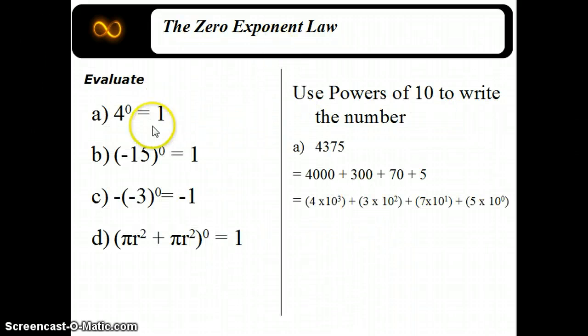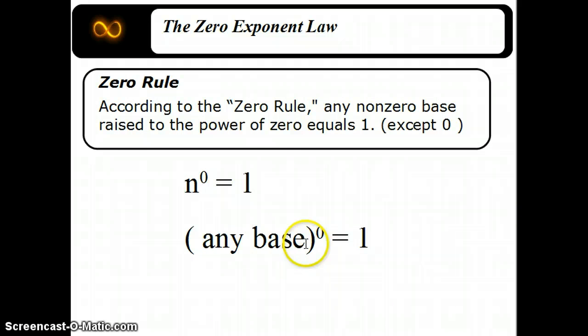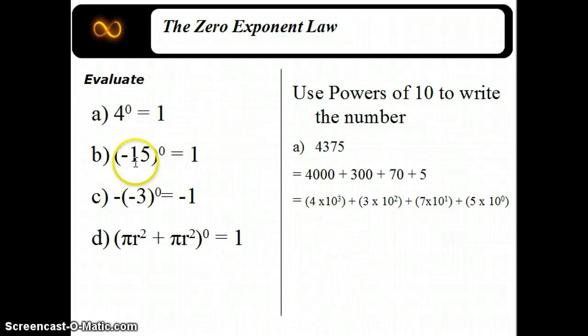So let's see some examples of that. The base in this example is 4 raised to the power of 0, so it equals 1. And then again, in brackets, the 0 applies to what's in brackets. So it doesn't matter what's in brackets. The rule states any base raised to the power of 0. So the base is negative 15, which doesn't matter. It's raised to the power of 0, so it's positive 1.